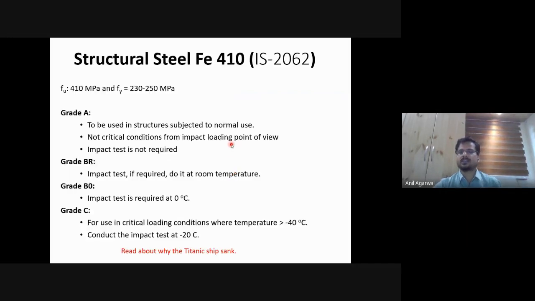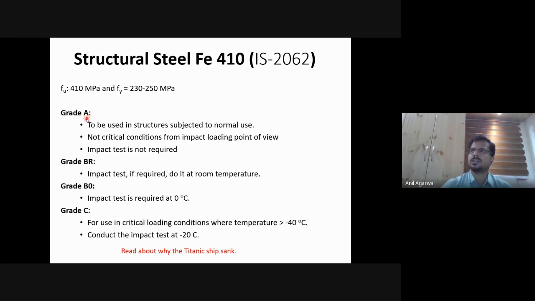Okay, so toughness characteristics change very significantly at high temperatures and at low temperatures, and because of that, for all kinds of steel, you have different types of grades available. So for example, if we are dealing with a steel which has a 410 ultimate stress, that would have Fy values somewhere between 230 to 250 based on which type of steel you're talking about. But within that, you may have 3-4 different grades of steel: grade A, BR, B, and C. Basically what they mean is how good their toughness characteristics are at different temperatures.